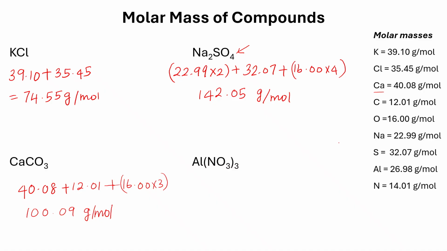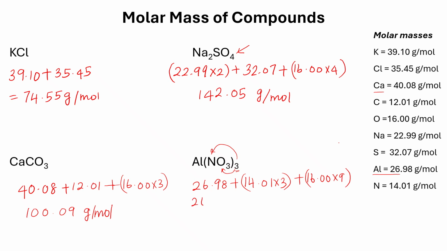Next, aluminum nitrate. Aluminum has a mass of 26.98. And then you have 3 nitrate groups which contain 3 nitrogens and 9 oxygens. So this 3 is for nitrogen as well as for oxygen. Therefore, there are 3 nitrogens. You take the mass of nitrogen, multiply that by 3 to get the mass of total nitrogen. That is added to the oxygen. So 3 times 3, there are 9 oxygens. So 16, the mass of oxygen, multiplied by 9 because there are 9 total oxygens.